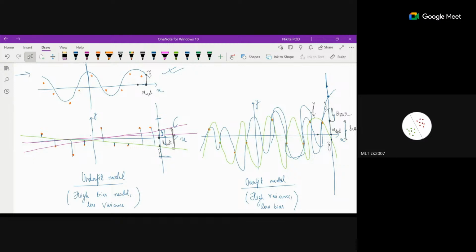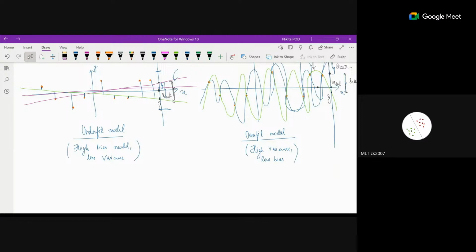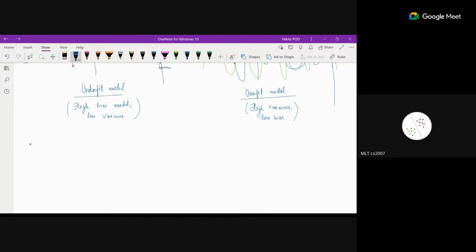To deal with this bias-variance trade-off, what we're going to introduce is ensembling classifiers. Ensembling classifiers are also learning algorithms, and we can also call them meta classifiers.